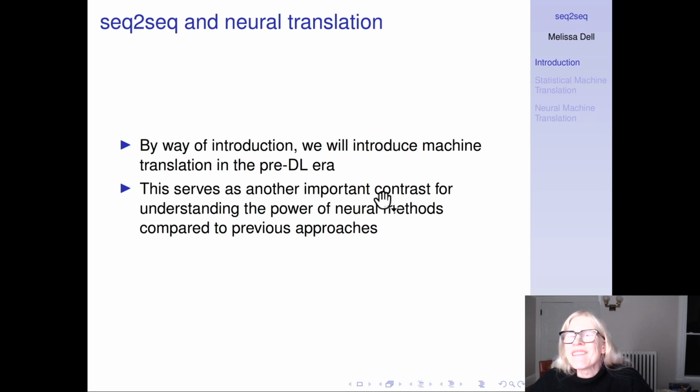Okay, so by way of introduction, we'll introduce what machine translation looked like in the pre-deep learning era, which serves as another important contrast for understanding the power of neural methods compared to previous approaches, which is going to be, again, driving home the theme that the model can learn better representations from being exposed to lots of data than through human engineered rules, which I think in some ways is like a feature of human learning as well.